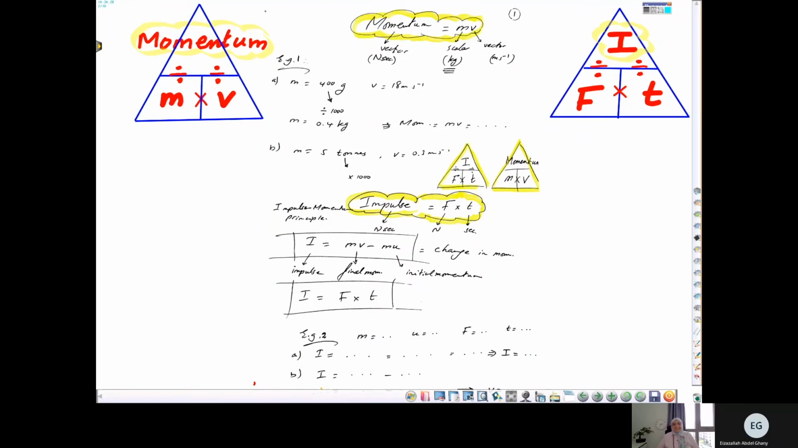Dear students, today's lesson is about momentum. It's all about collision. Everyone knows that there is a famous apparatus we call Newton's cradle. It demonstrates the principle of conservation of momentum.